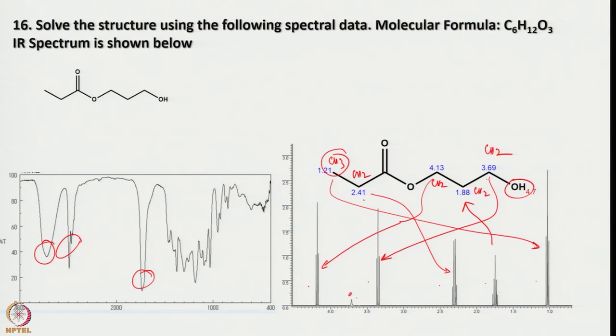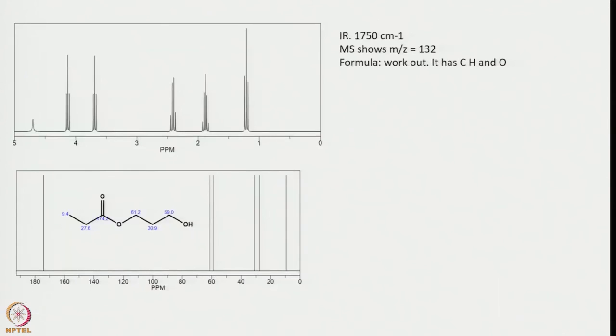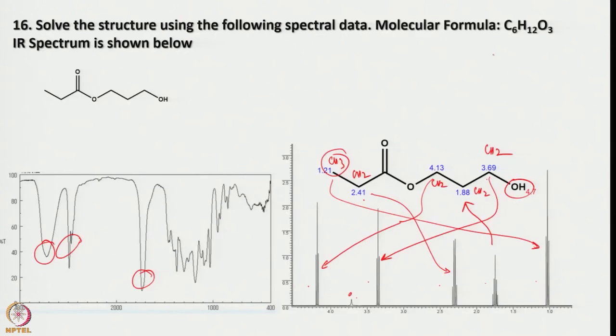The molecule is C6H12O3, has 3 oxygen atoms, and it has a hydroxy group, and a ketonic carbonyl group is there, and we have identified those things. This is the spectrum recorded for this one. MS shows, and the same in a different way, mass data is also added. Mass shows 132. If you go back here, 72 plus 12 plus 48, 132 mass.